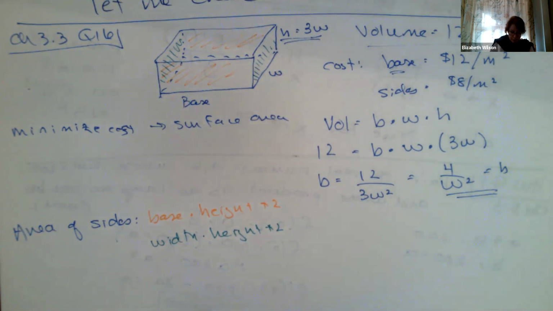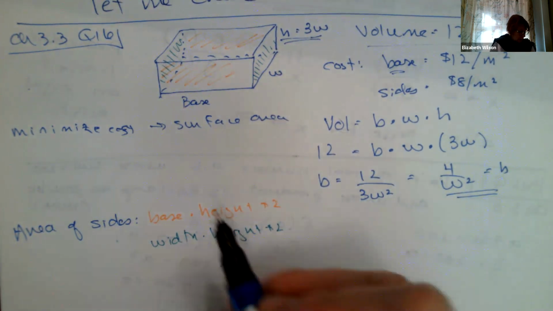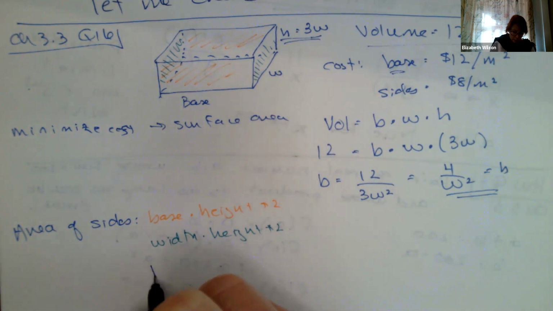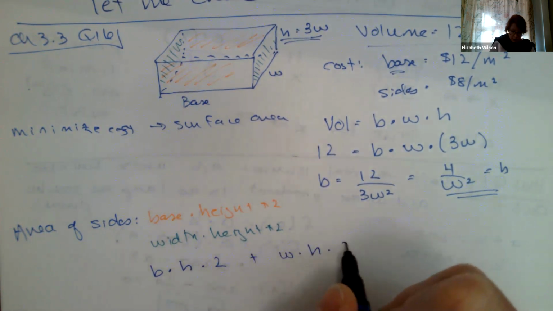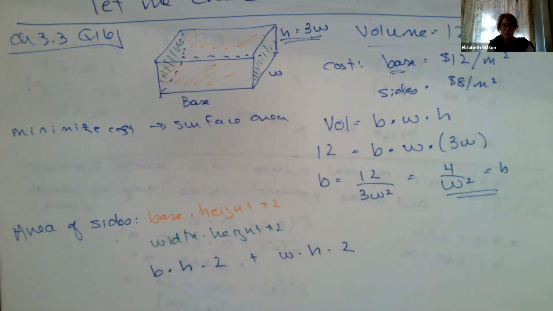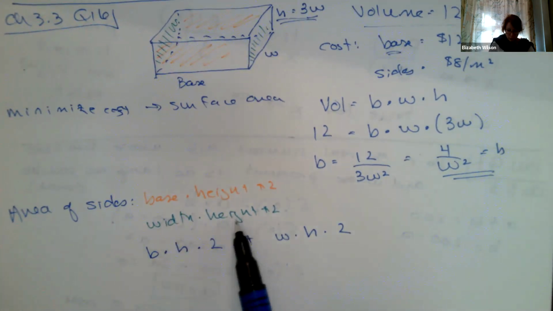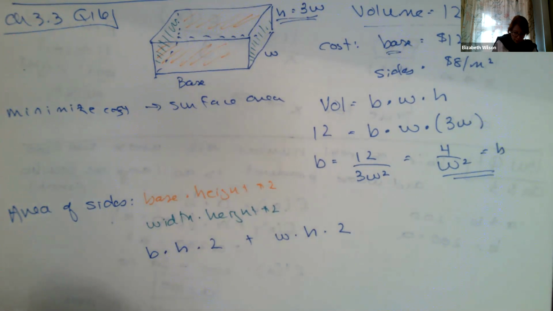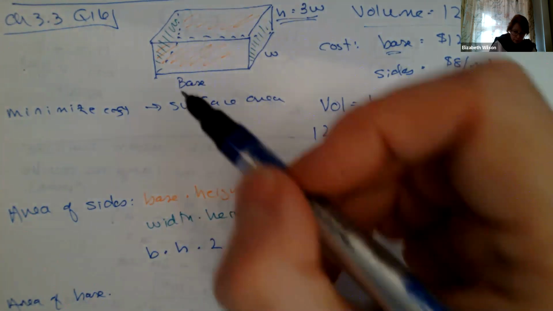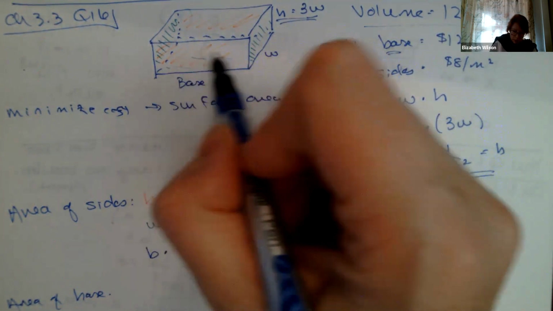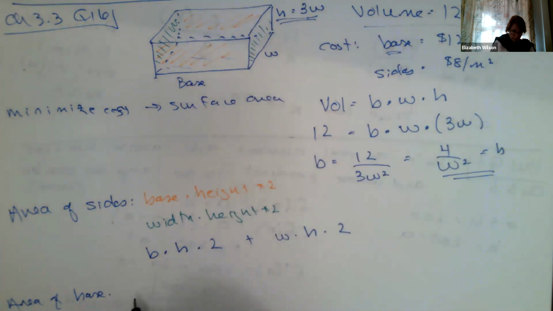So this is, let me write this out a little bit better. This is going to be the area of the sides: base times height times 2 plus width times height times 2, right? So all I did was write it in more mathy stuff than words. So I've got the area of the sides. Now I'm going to do the area of the base, which is this piece right here, this bottom, which is base times width, right? So the area of the base is going to be base times width.